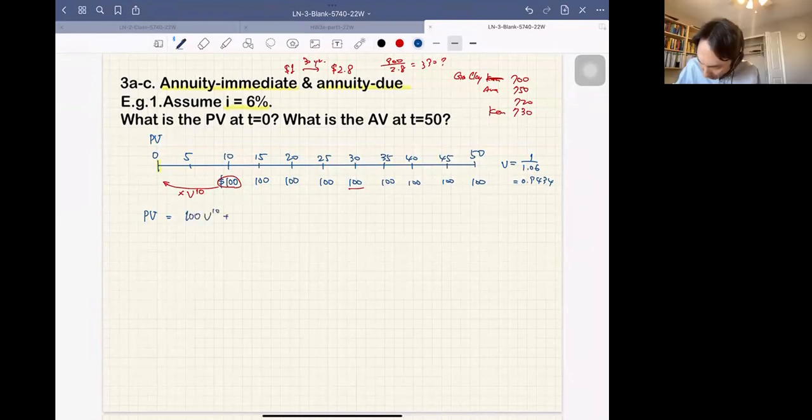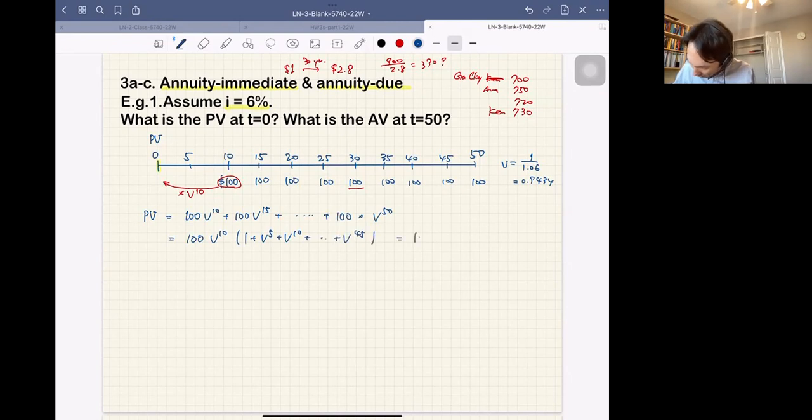That equals 100 times V10 times the quantity 1 plus V to the 5th power, V to the 10th power, up to V to the 45th power. So this is 100 times V10 times a summation, a geometric sequence: 1 minus V to the power 50 over 1 minus V5.